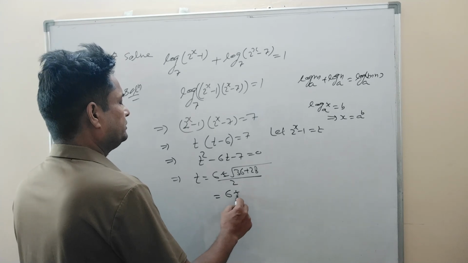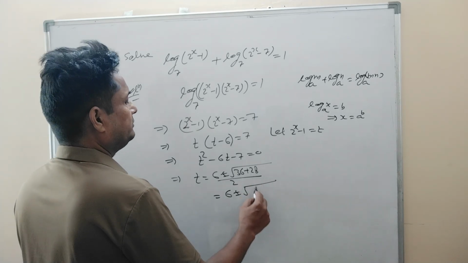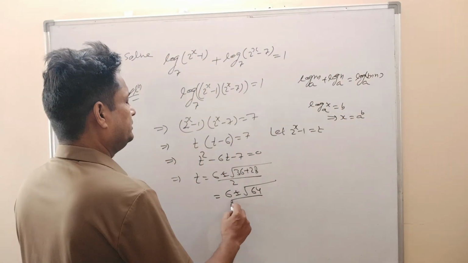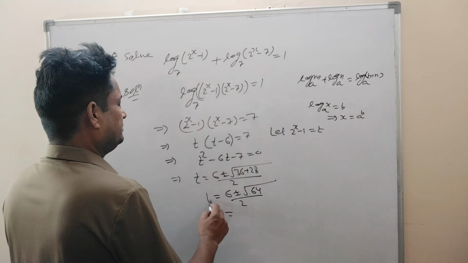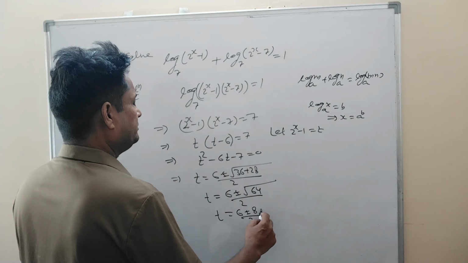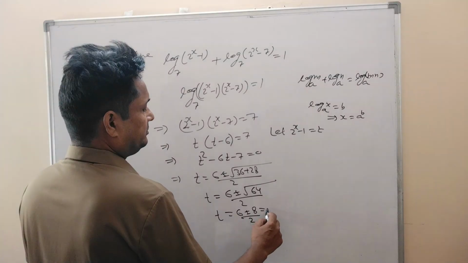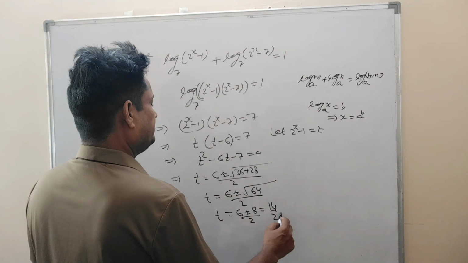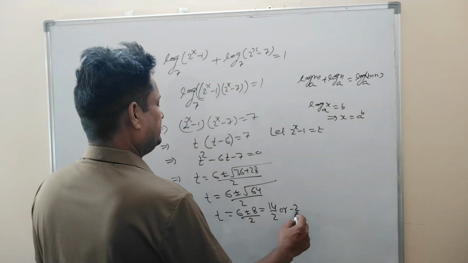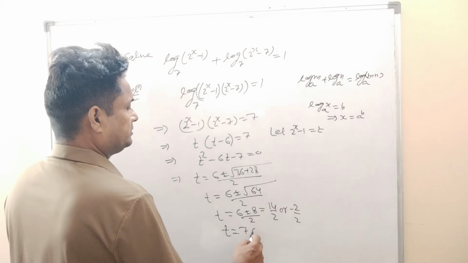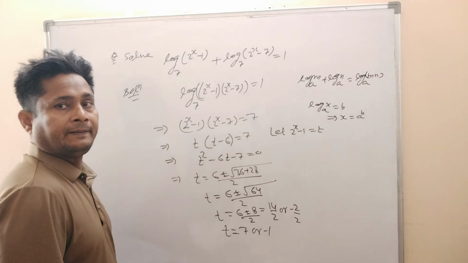So this will be 6 plus minus root. How much will this be? 4, 6 divided by 2. So t is equal to 6 plus minus 8 divided by 2. From here, this will be 8 plus 6, 14 by 2, or minus 2 by 2. So t is coming what? t is coming 7 or minus 1.